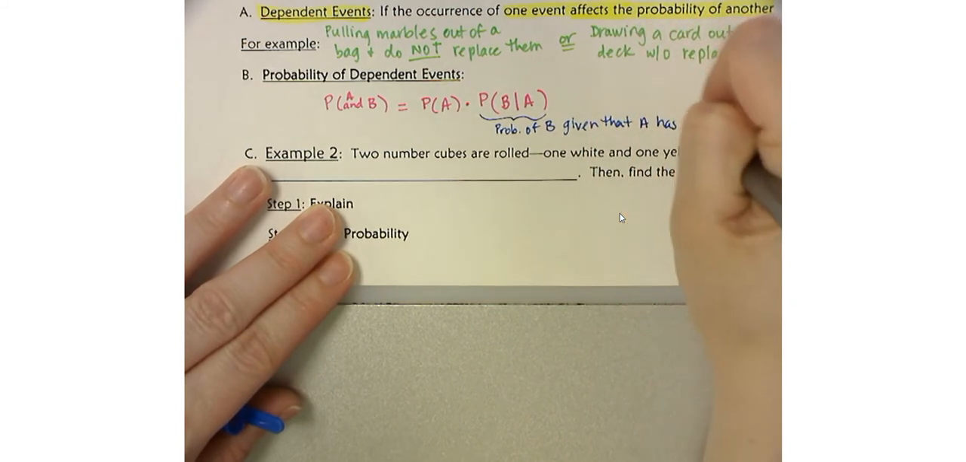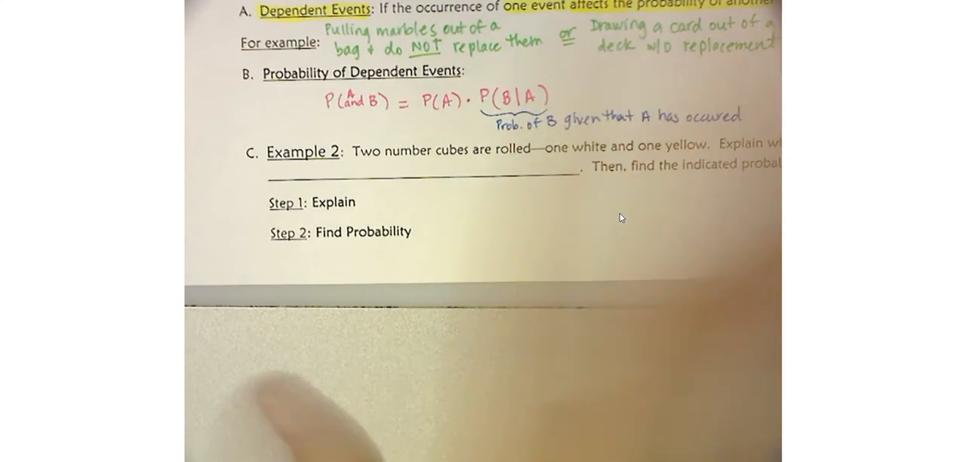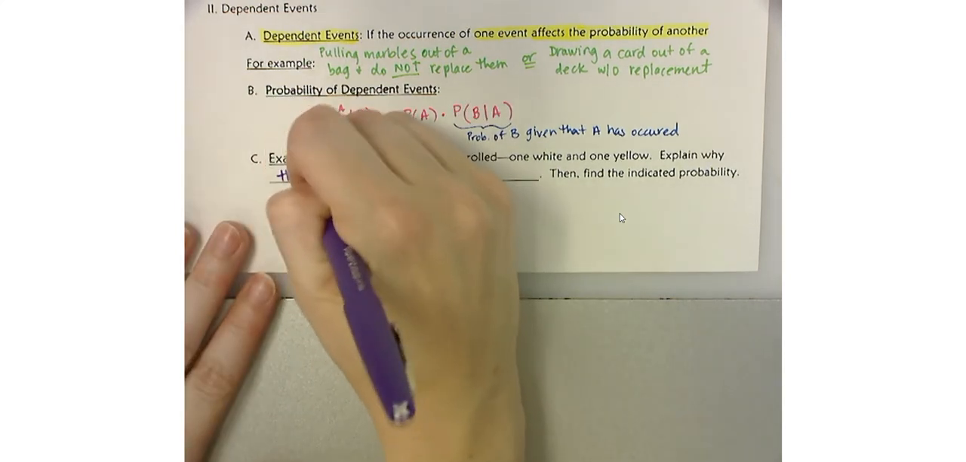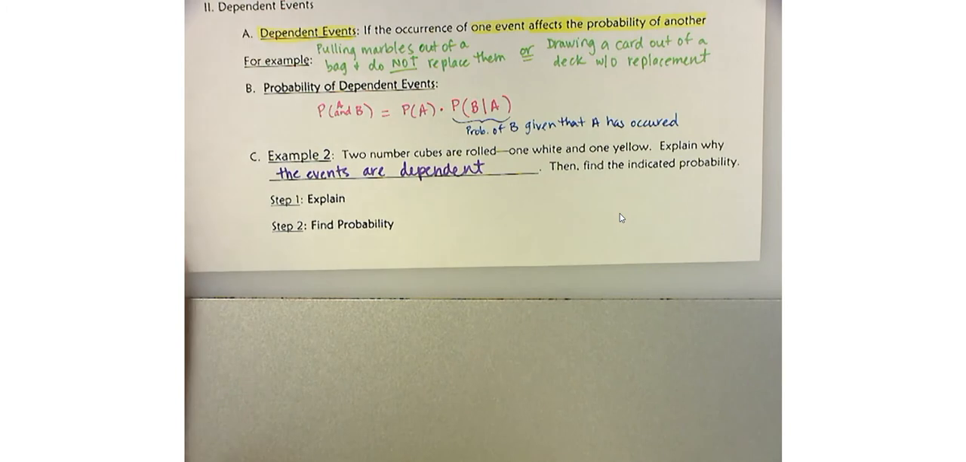All right, so for our second example, 2 number cubes are rolled. One is white, one is yellow. You're going to be given different situations, and in these situations, you're going to explain why the events are dependent, and then you're going to find the probability. So your first step is going to be to explain. The second step is going to be to find your probability. And then let's look at our first situation here.